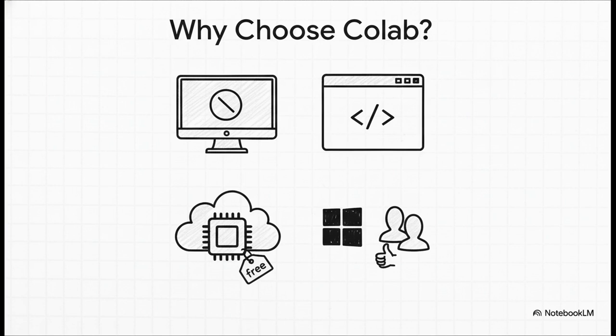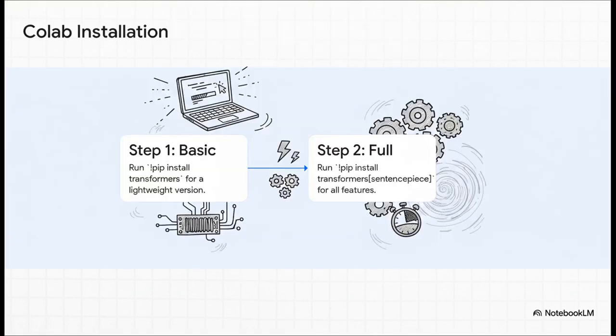I mean, just look at the perks here. You don't have to install anything on your computer at all. You just open a web browser and you're coding. Plus, you get free access to really powerful hardware like GPUs, which is just amazing. This is the recommended path for everyone, but especially if you're on a Windows machine, this is the way to go. So how do you do it?